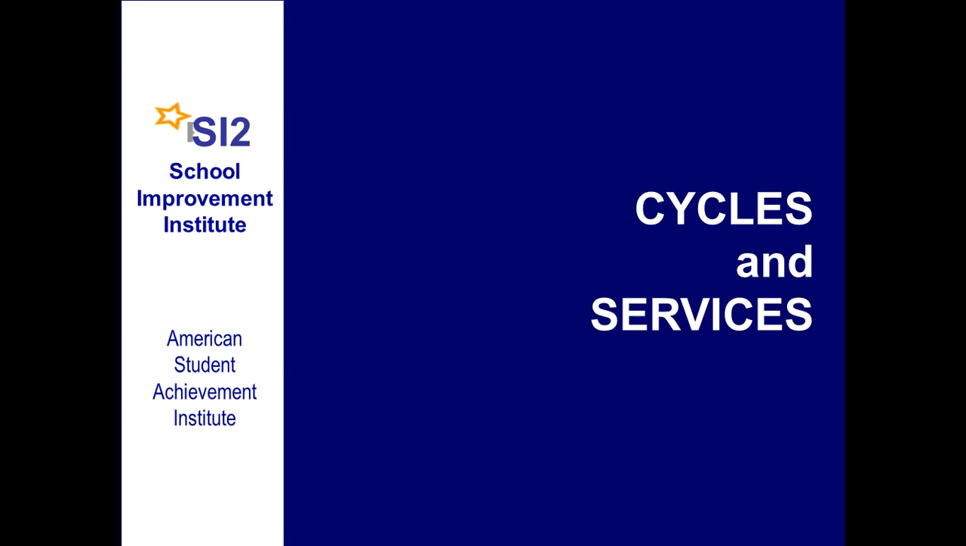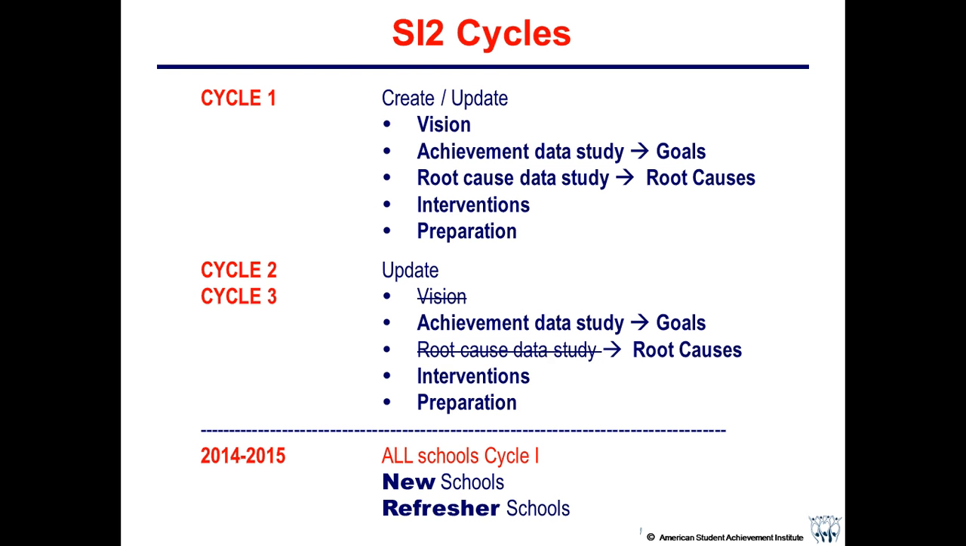First of all, let's look at cycles and services, and really in this section we're just introducing some vocabulary. The vision to action process that you'll become involved with is actually a process that we cycle through every 3 years. And Cycle 1 schools are schools that are creating or updating their school improvement plans. So they're really digging in deeply into all 5 components: the vision, goals, root causes, interventions, and preparation. So every 3 years, schools will cycle back into becoming a Cycle 1 school, and you'll take a very in-depth look at your school improvement plan.